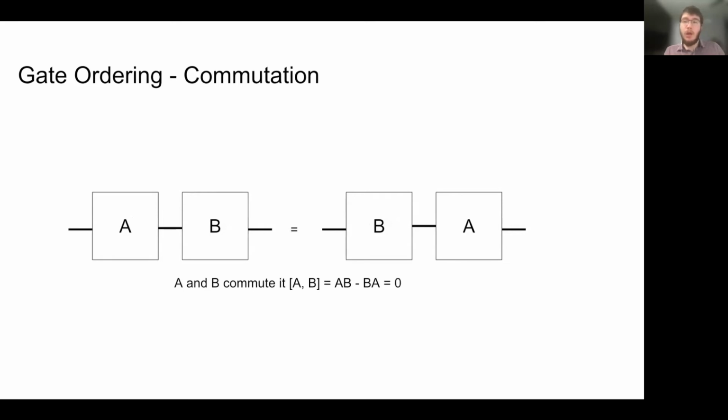Some, but not all, operators commute. Two operators A and B commute if the sequence AB is equal to the sequence BA. We can check if any two operators commute by computing their so-called commutator, which is defined below as AB minus BA. If this is equal to 0, then we know that we can switch the order of A and B essentially for free. This will give us more choice when scheduling gates.